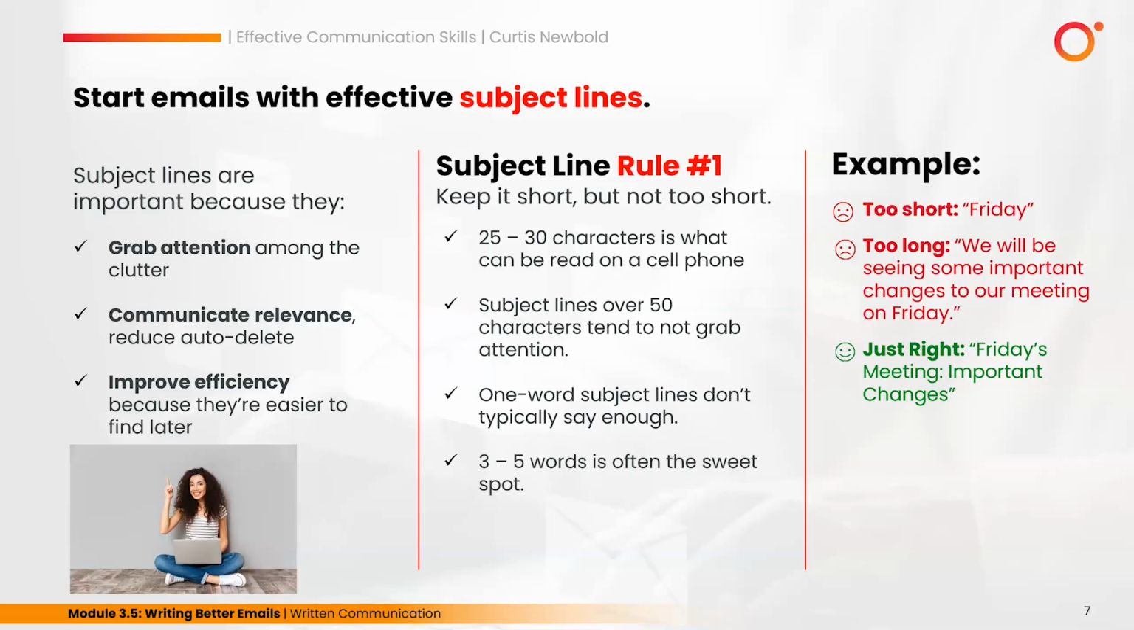So here's an example of too short. If you just have a subject line that says Friday, that doesn't really help. But also if it's too long and we say, we will be seeing some important changes to our meeting on Friday, that's too long. You've now gone over the 50-character limit. So find that sweet spot. Friday's meeting, important changes. That's going to be a 4-word phrase. We got fewer than 50 characters. It does tell us what the email is going to be about, and it encourages us to open it. So that's a little bit better. So that first one, keep it short, but not too short.